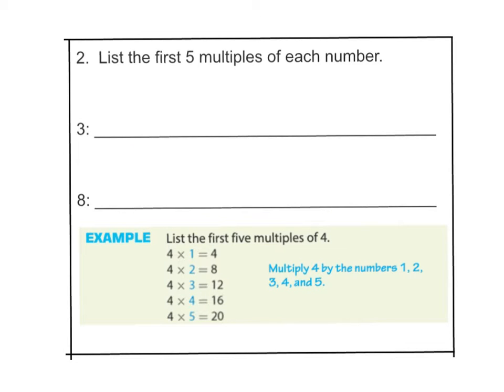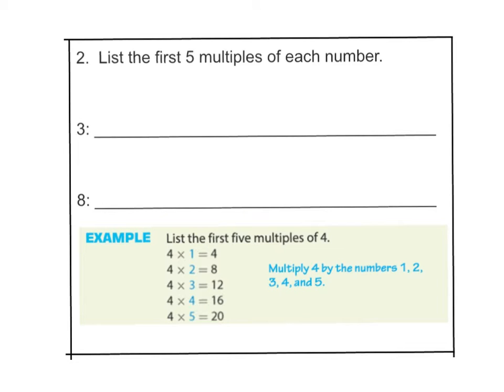Question 2, list the first 5 multiples of each number. Multiples are those numbers that we say when we're counting by a certain number. So you can see in the bottom, list the first 5 multiples of 4. It's 4 times 1 is 4, times 2 is 8, 12, 16, 20.